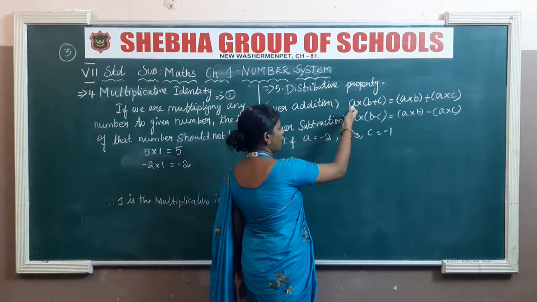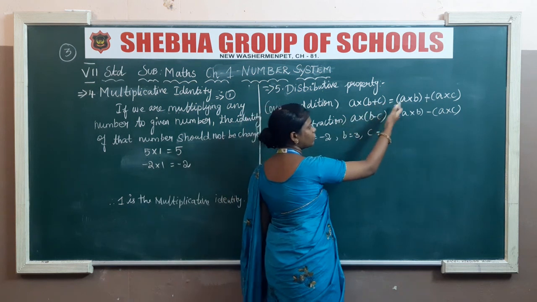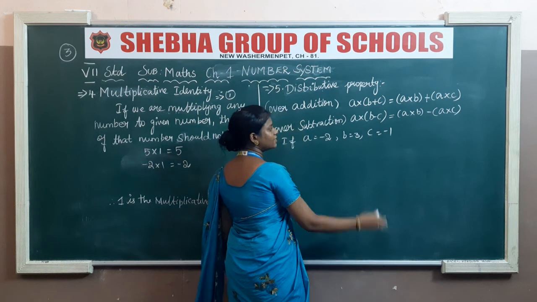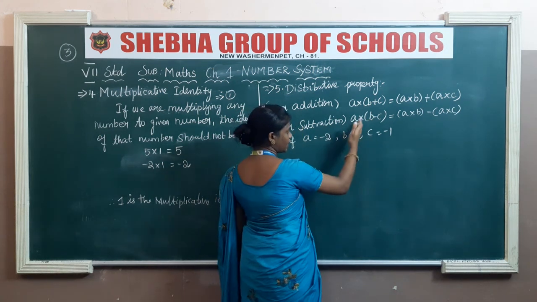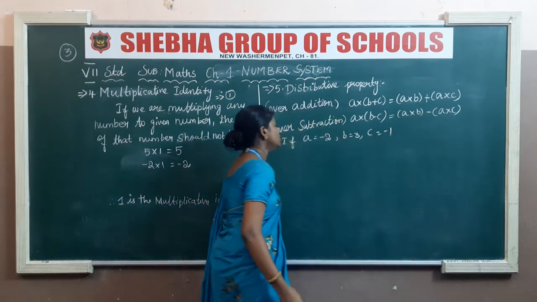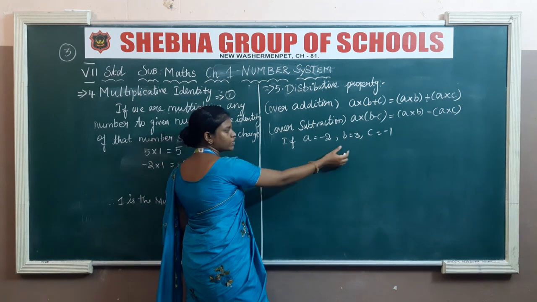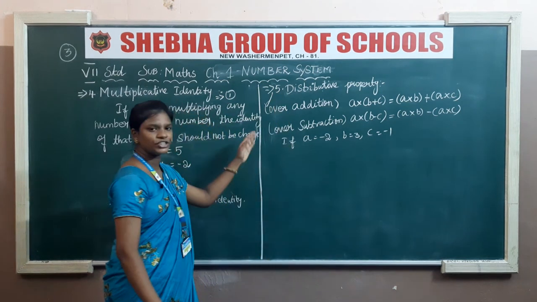First, the formula for addition is a into (b plus c) is equal to a into b plus a into c. Next, over subtraction: a into (b minus c) is equal to a into b minus a into c. We assume a is equal to minus 2, b is equal to 3, c is equal to minus 1, and we have to prove the over addition formula.